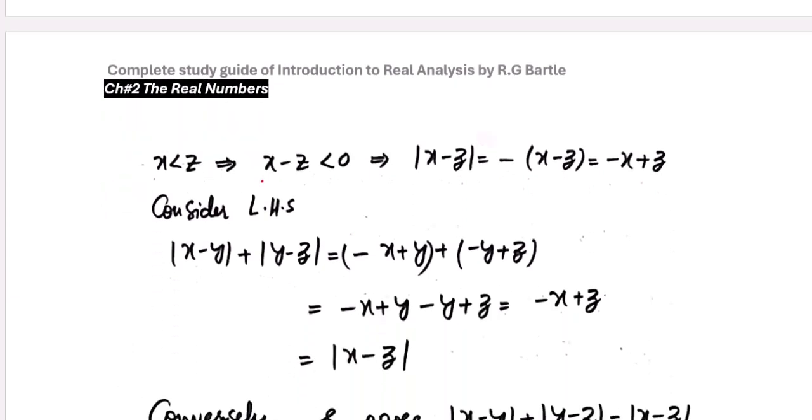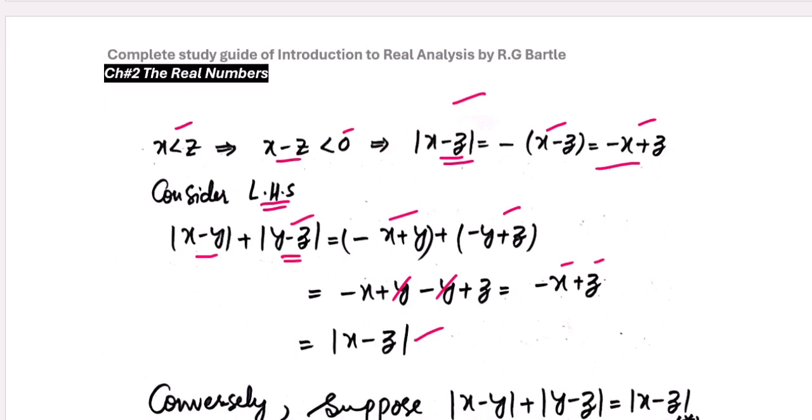Similarly, when x is less than z, it means x minus z is less than 0. It means its absolute value is minus times x minus z, which is minus x plus z. Now consider the left hand side. What is the left hand side? Absolute of x minus y plus absolute of y minus z. What is absolute of x minus y? This is equal to minus x plus y. This is equal to minus y plus z. Cancelling out y, we have minus x plus z, which is equal to absolute of x minus z.